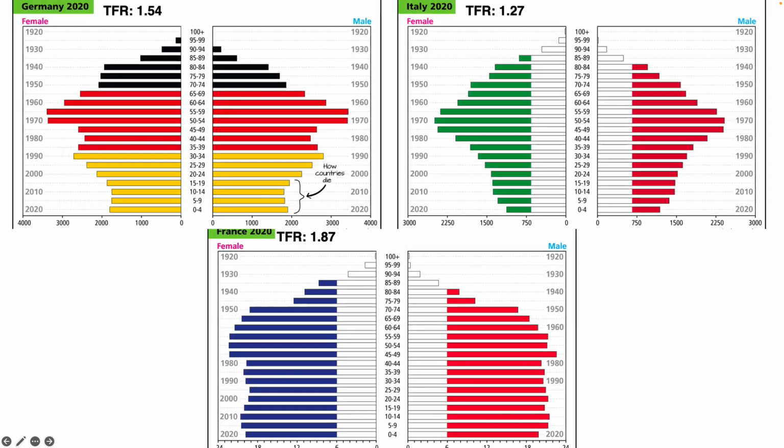So let's look at Europe. France is doing reasonably well, all things considered. They have the rectangular chimney demographic, and their TFR is not great, but not god-awful.